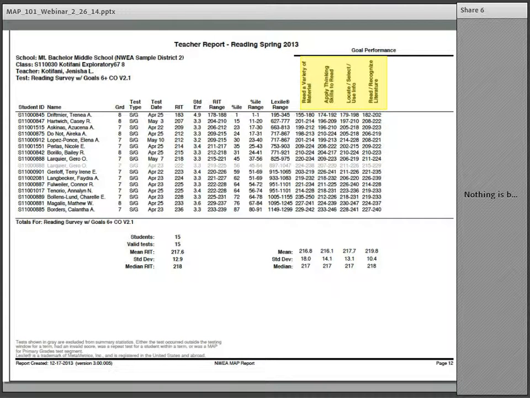Up in the upper right-hand corner, you'll see the list of each of the strands of the reading tests that they took, and the names of those tests. And then down here, in the read a variety of materials, the standard deviation of the students who took that assessment was 18.0.